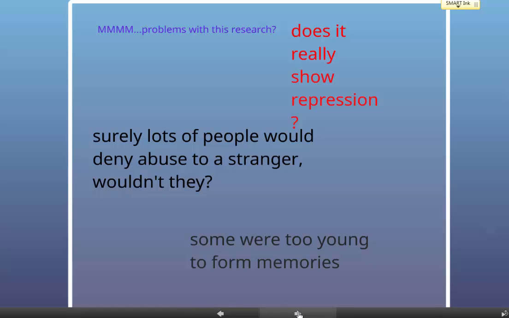Problems with the research. Well, does it really show repression? Don't know about you, but if that was me, maybe I wouldn't want to talk to a stranger about something as personal as that. So is it really showing evidence of repression? The other thing, of course, is that some of those participants, when this trauma was supposed to have happened to them, were very, very young, and their memory would not have even started to be formed. So can we really say that is evidence for repression?